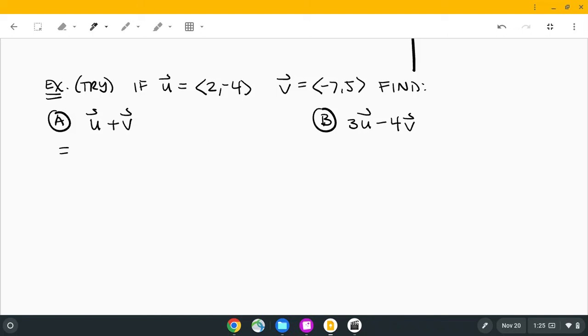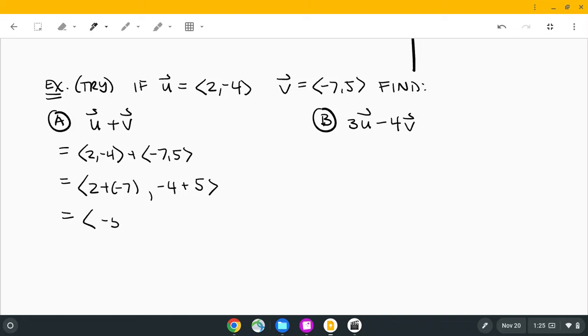All right, so vector u is 2, negative 4. And I'm going to add that with vector v, which is negative 7, 5. And so I'm going to add the x components, so 2 plus negative 7 here, and then negative 4 plus 5 over there. Okay, so 2 plus negative 7 is negative 5, and negative 4 plus 5 is 1. Okay, so you should have gotten the vector negative 5, 1 when you added those 2 vectors.